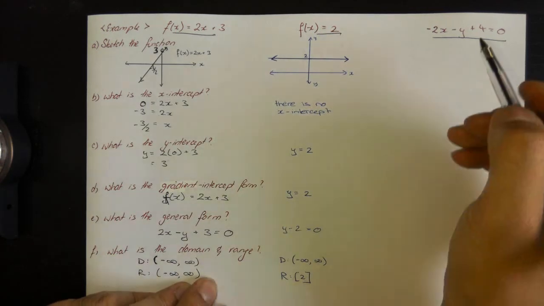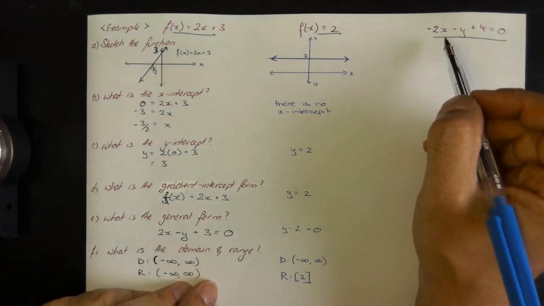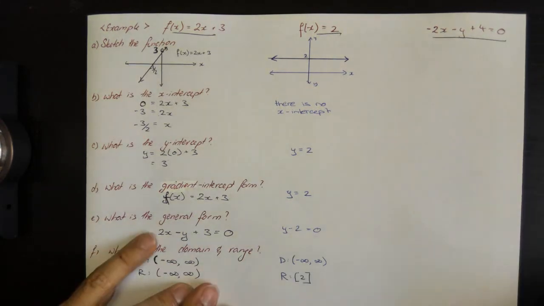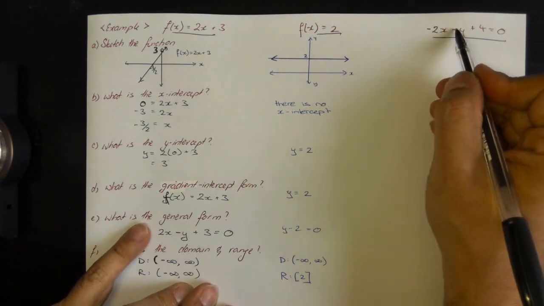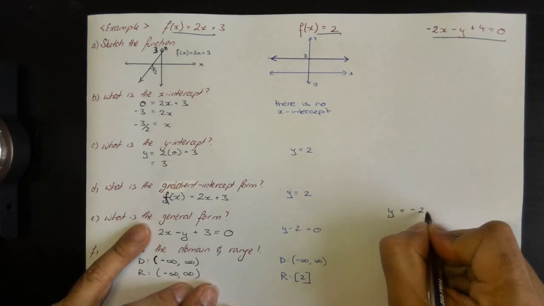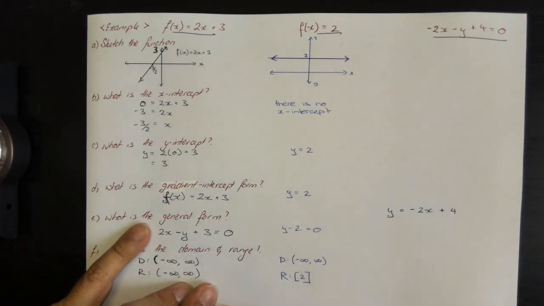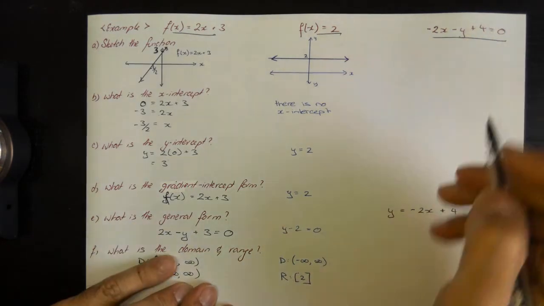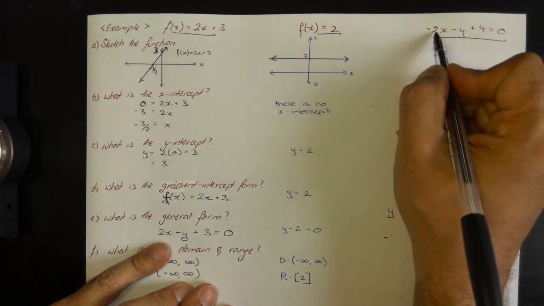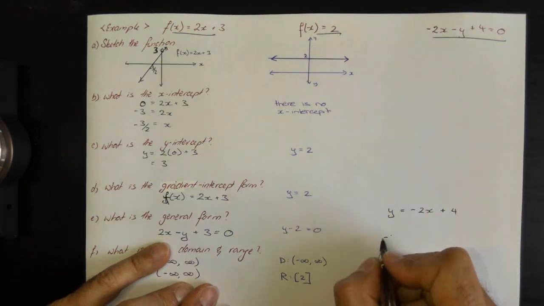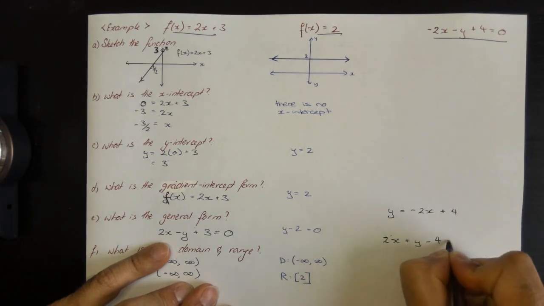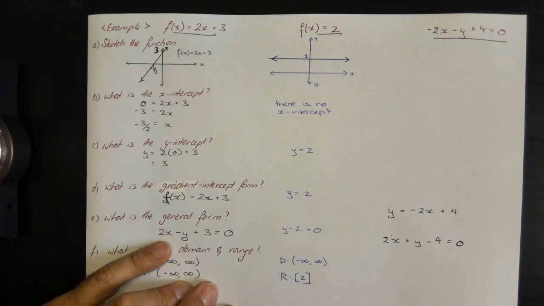Okay. Here's my next and last function. I've got minus 2x minus y plus 4 equals 0. All right, the first thing I want to do is put it into the gradient intercept form. So if I take that y over here, I get y equals negative 2x plus 4. Because this is already the general form, I need to move everything over to this side to have x positive. So it would be 2x plus y minus 4 equals 0. Okay, and that's the general form.